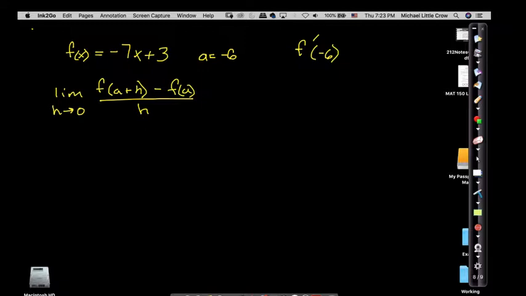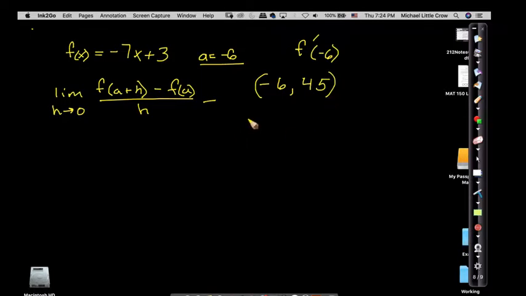So what do we plug in where? We know that a is negative 6, so wherever we see an a, we're going to put in negative 6, and wherever we see an h, we're just going to put an h. This is where algebraically it gets a little bit hard. Let's find the first point. Plug in negative 6 for x: negative 7 times negative 6 is positive 42, plus 3, 45.